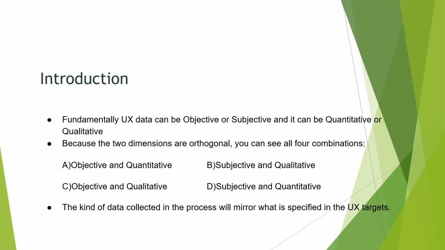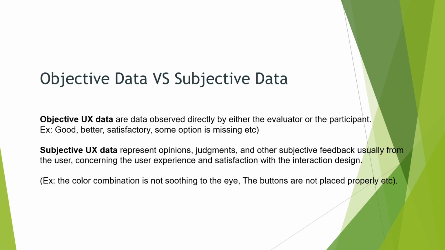Because these dimensions are orthogonal, we can have various combinations of them to make up the data. First is objective and quantitative, or objective and qualitative, subjective and qualitative, or subjective and quantitative. Depending on these types of data collection, we can specify the UX target and finally achieve it for evaluation.